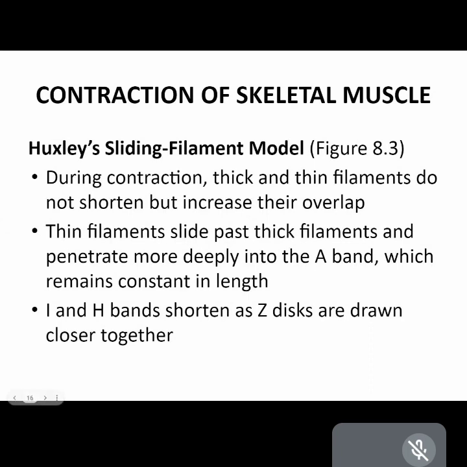Okay, the Huxley's sliding filament model: during contraction, thick and thin filaments do not shorten but increase their overlap. The thin filaments slide past the thick filaments and then penetrate more deeply into the A band, which remains constant in length. And then the I and H bands shorten as the Z discs are drawn closer together.